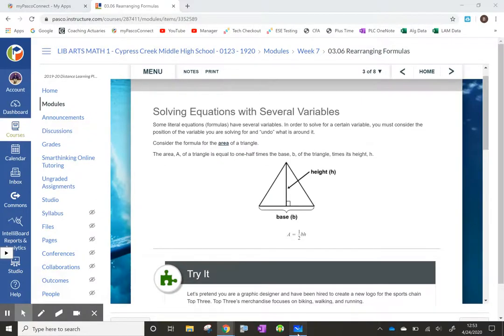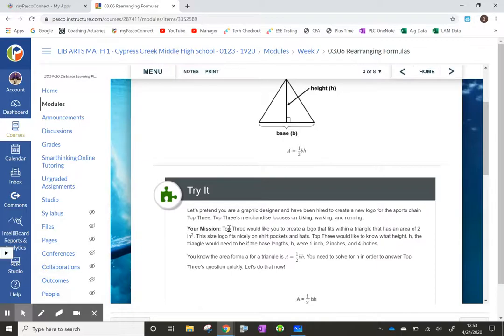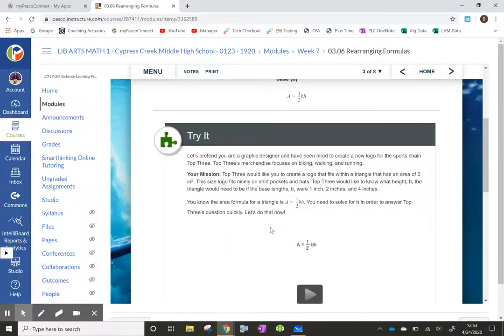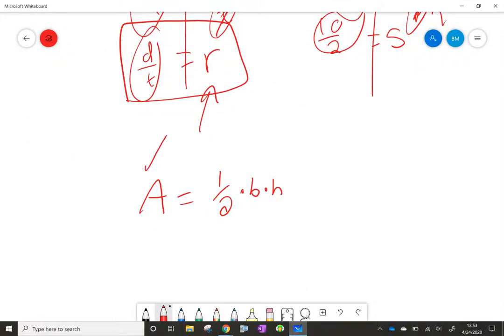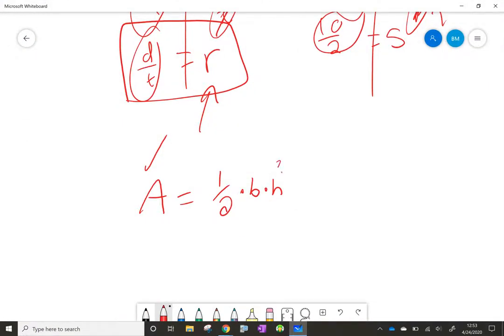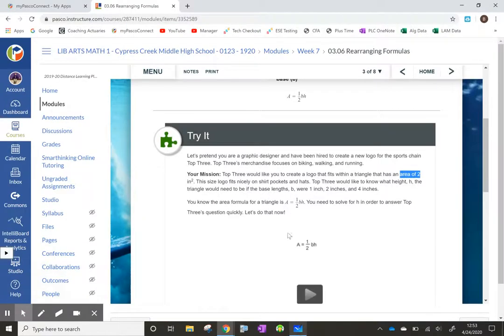So let's say, oops, I didn't mean to click on it again. Let's use this example here, right? Top 3 would like you to create a logo that fits within a triangle that has an area of 2. So it's giving us area. It's telling us area is 2. So we have that information to plug in. The size logo fits nicely on shirt pockets and hats. Top 3 would like to know what height, H. So it's asking for the height. So height is what we're asked to solve for.